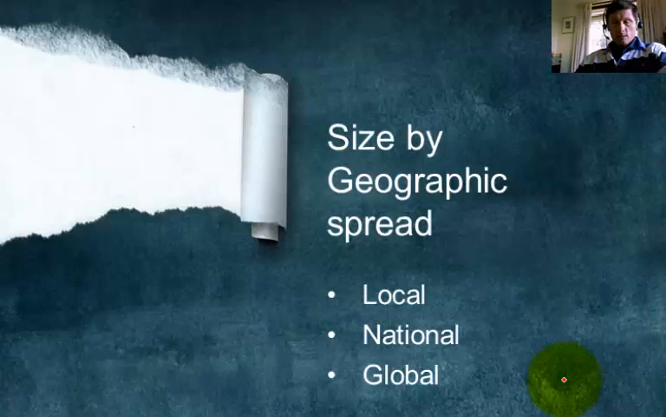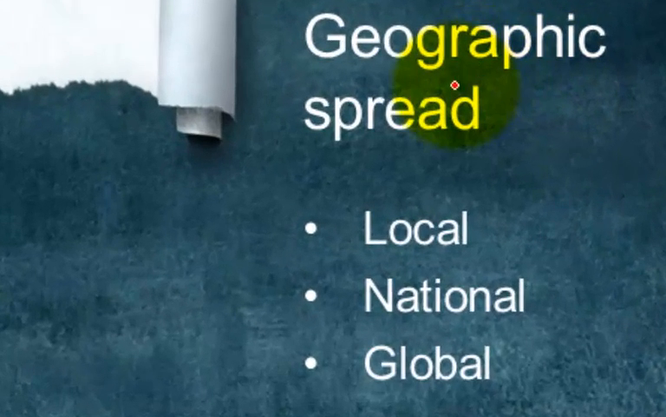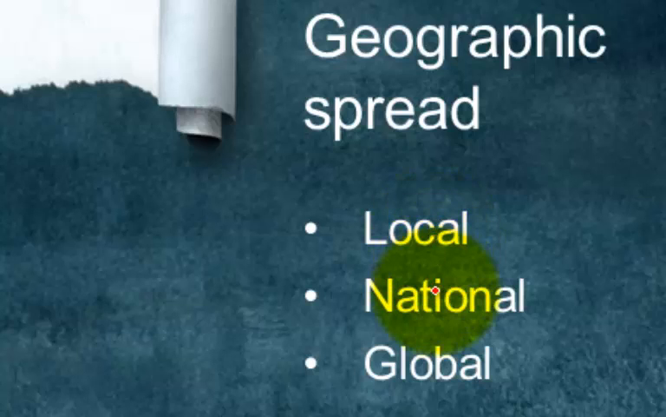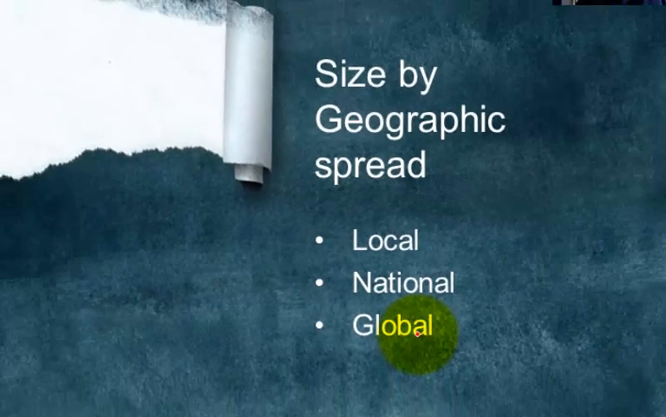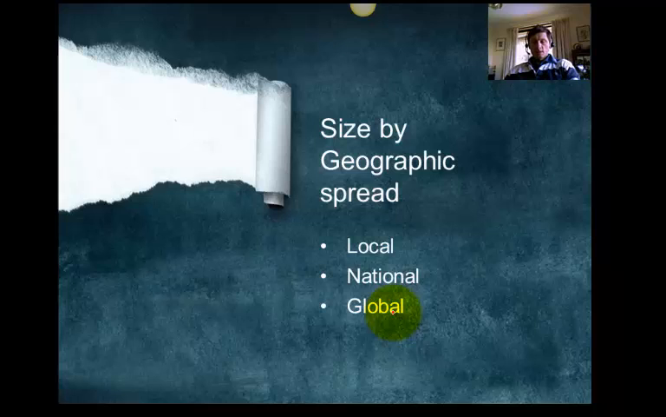We can also distinguish by geographic spread: a local business, a national business or a global business. Those boundaries can also be a little bit blurred in that a small business with less than say 20 employees can also have a global presence because of the online sales and the ability to reach a bigger global market.